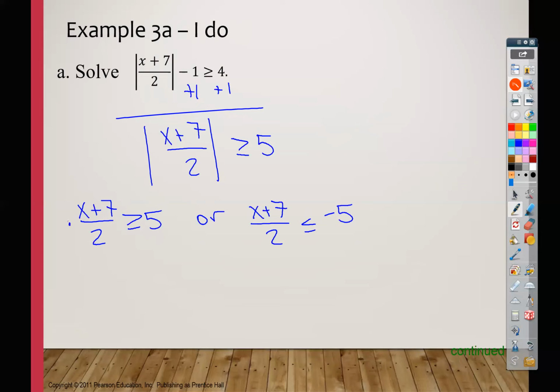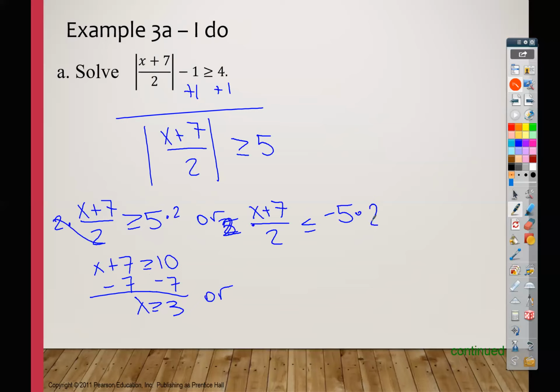So I'm going to multiply both sides by 2. So I get x plus 7 is greater than or equal to 10. Subtract the 7, I would get x is greater than or equal to 3. Or multiply both sides by 2, not 5, 2. And then I get x plus 7 is less than or equal to -10. Subtract the 7, I would get x is less than or equal to -17.